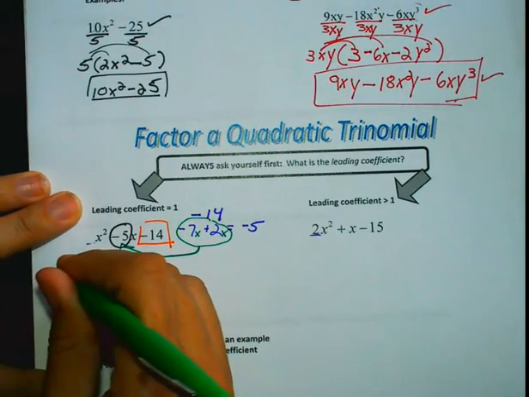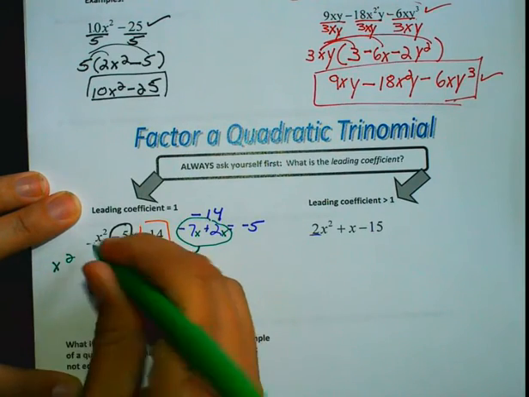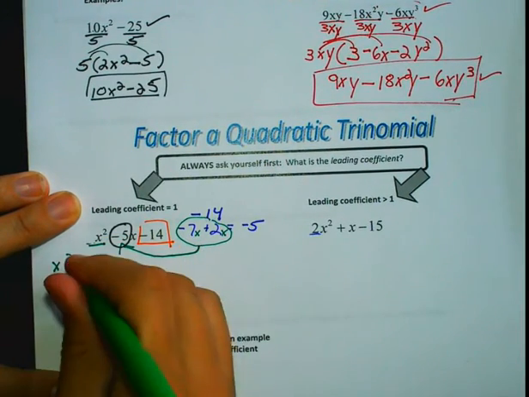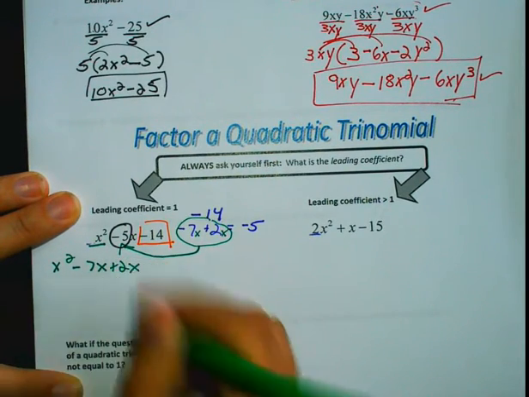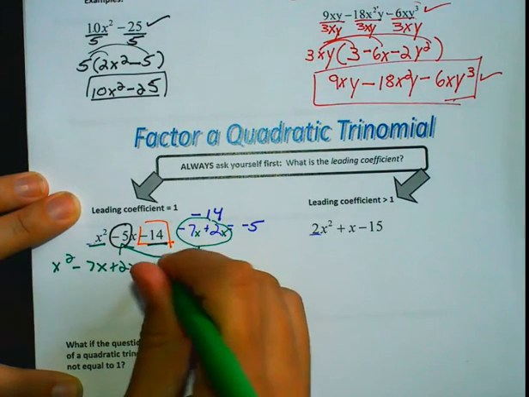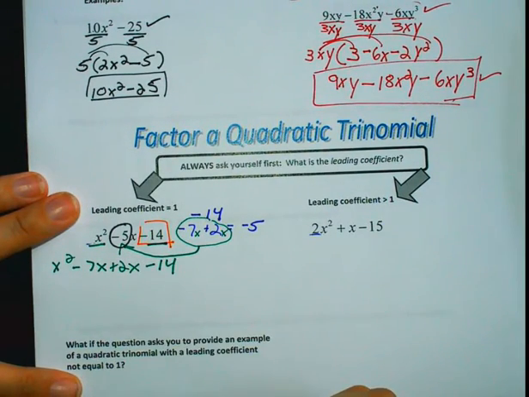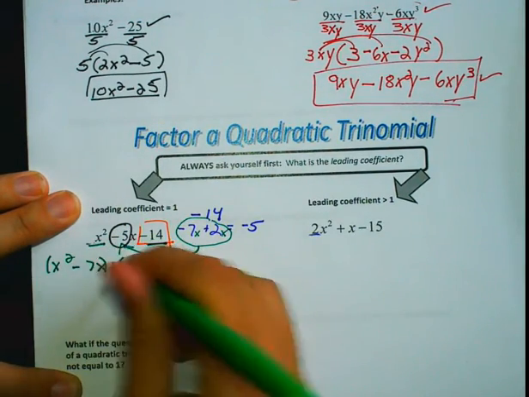We're replacing the middle term, and we're going to rewrite x squared. So this guy just comes down. We're replacing it with minus 7x plus 2x, and then we're just bringing this term down, minus 14. And then you're going to group. We're going to group these two together and these two together.